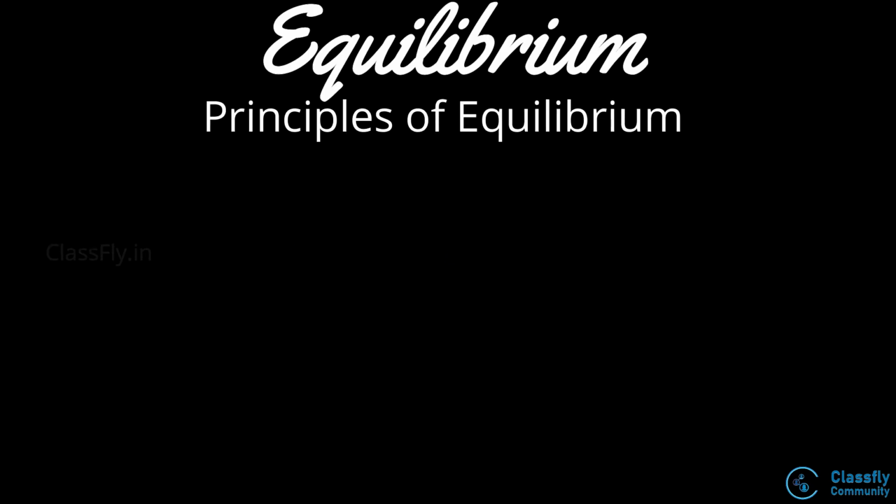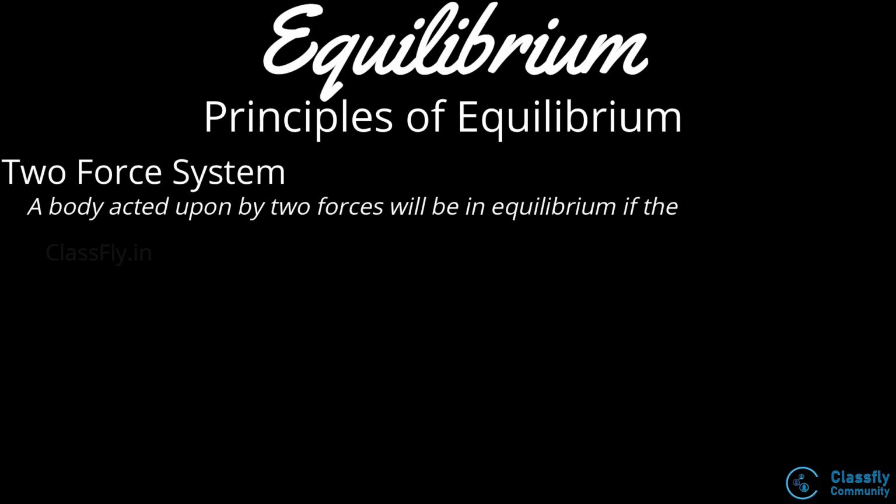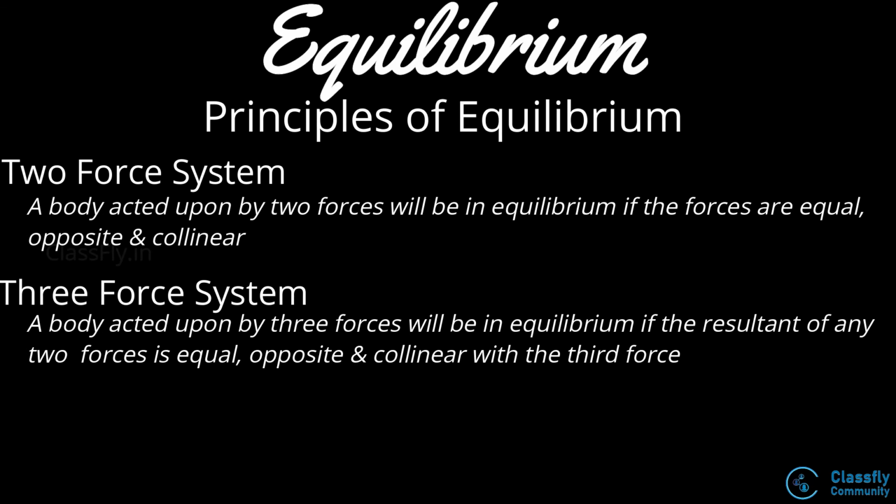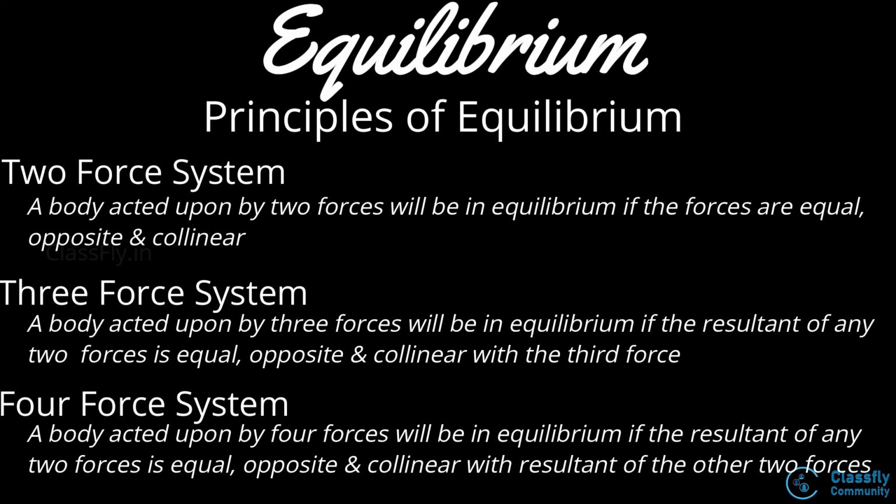Next, we studied about the different principles of the equilibrium, that is, the two-force system in which a body acted upon by two forces will be in equilibrium if the forces are equal in magnitude and opposite in direction and also collinear. Then the three-force system in which a body is acted upon by three forces is said to be in equilibrium if the resultant of any two forces will be equal, opposite and collinear with the third force. And then the four-force system in which a body is acted upon by four forces is said to be in equilibrium if the resultant of any two forces will be equal and opposite and also collinear with the resultant of the remaining two forces.